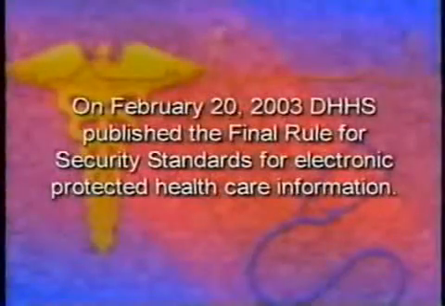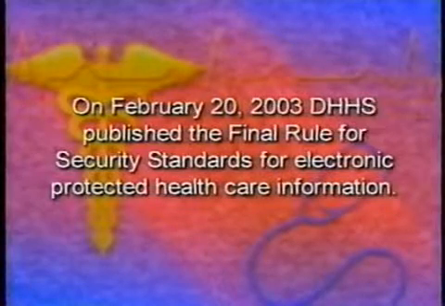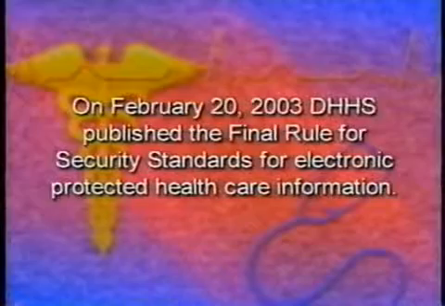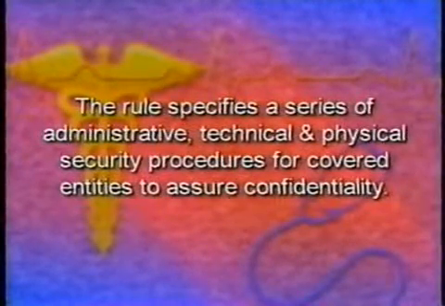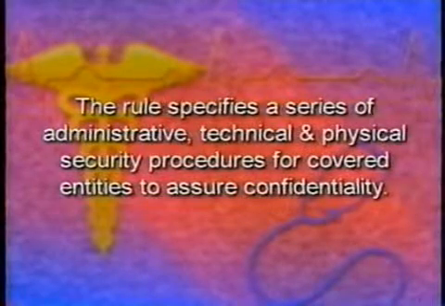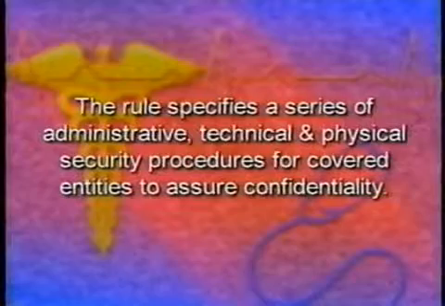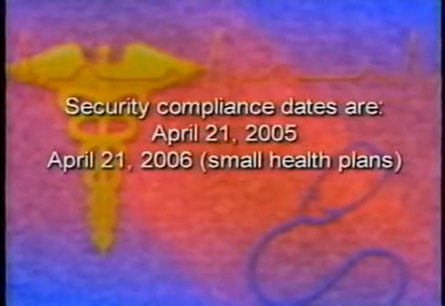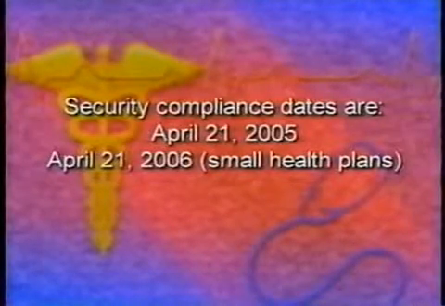On February 20th, 2003, the Department of Health and Human Services published the final rule for security standards for electronic protected healthcare information. This rule specifies a series of administrative, technical, and physical security procedures for covered entities to use to assure the confidentiality of electronic protected health information. The security compliance dates are April 21st, 2005 and April 21st, 2006 for small health plans.